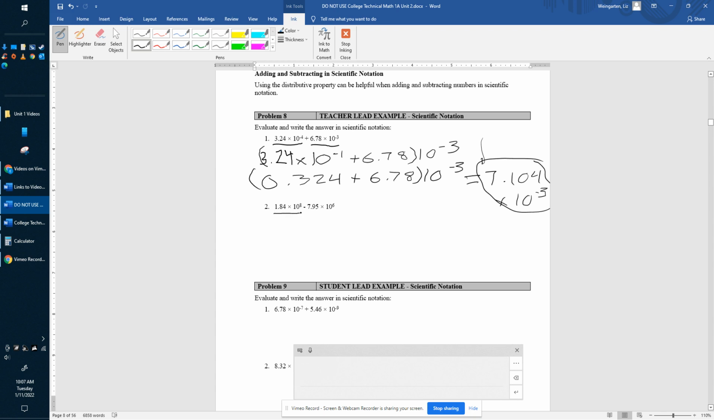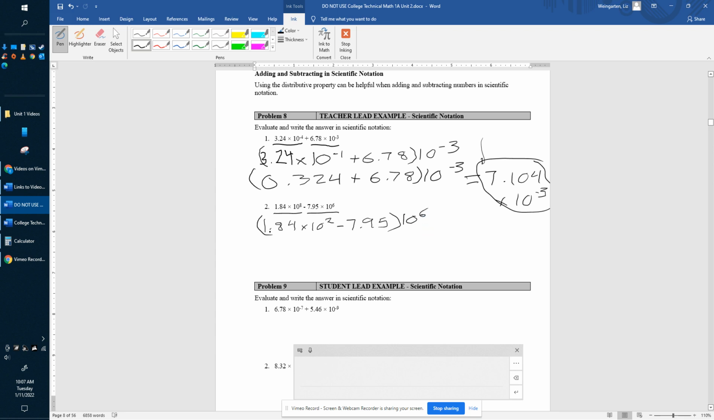1.84 times 10 to the 8th minus 7.95 times 10 to the 6th. So both of these have 10 to the 6th in there, so I'm going to factor out 10 to the 6th, which leaves us with 1.84 times 10 squared minus 7.95, all times 10 to the 6th.